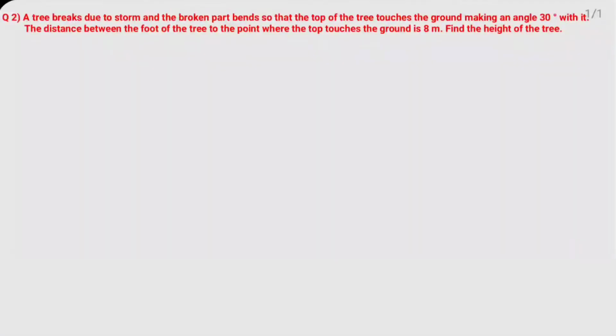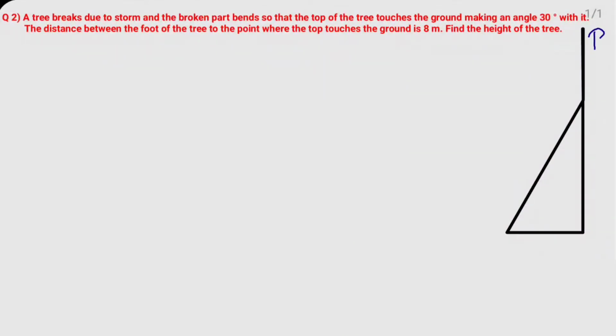Well students, look at the second problem. The tree breaks due to a storm and the broken part bends so that the top of the tree touches the ground, making an angle of 30 degrees with it. The distance between the foot of the tree and the point where the top touches the ground is 8 meter. Find the height of the tree. So here they have given one tree, that tree is broken due to the storm and we want to find the height of the tree. So let me draw the figure here.